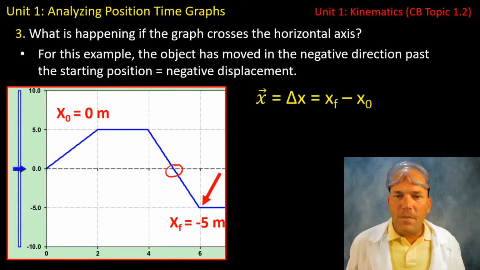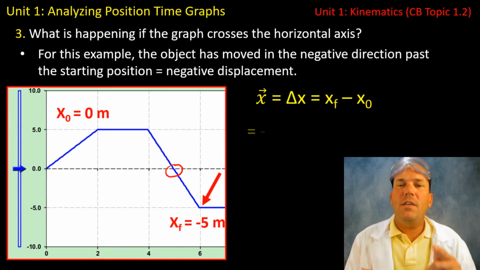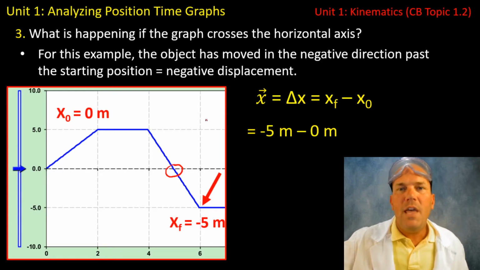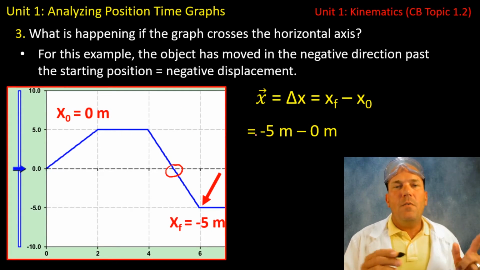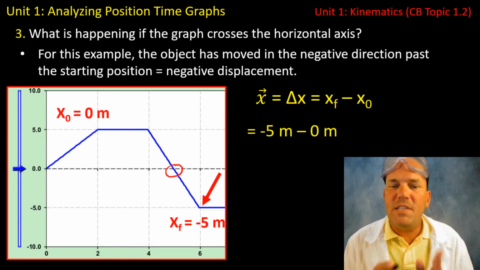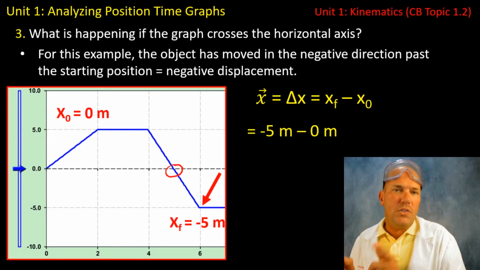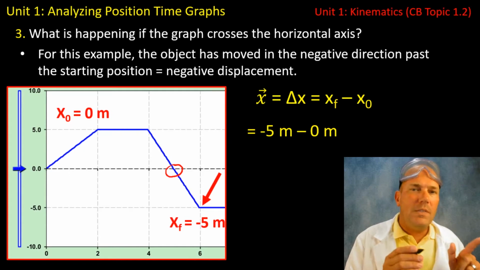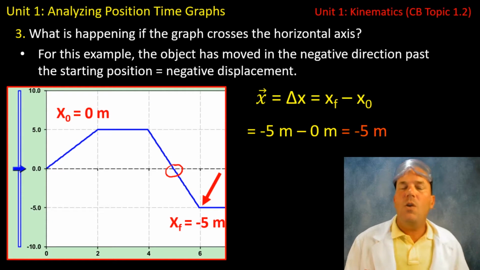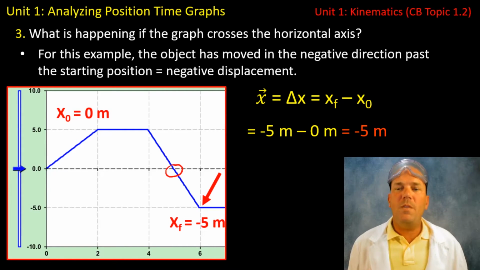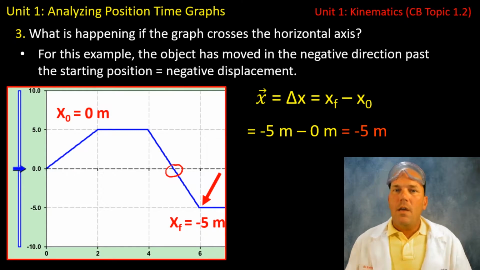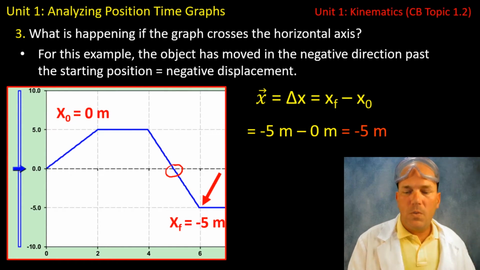Now we can quantify this again by calculating the displacement or change in position. Notice I've included signage for this vector quantity. So the final position was negative 5 meters and the starting position was at 0 meters. So the change in position or displacement for the moving man is negative 5 meters or 5 meters to the left.